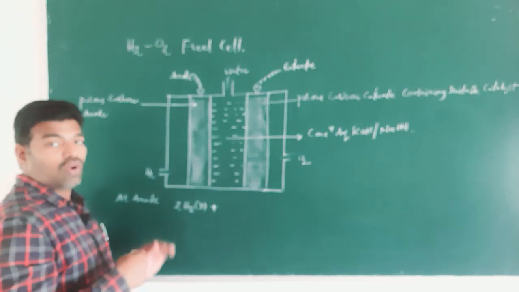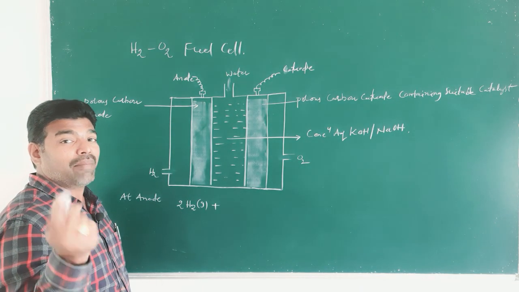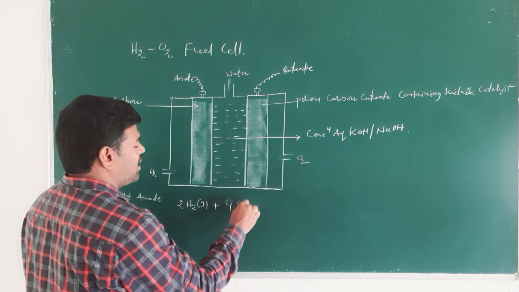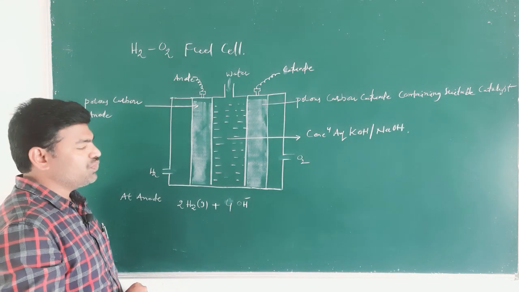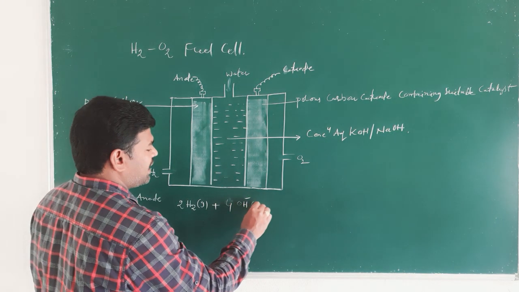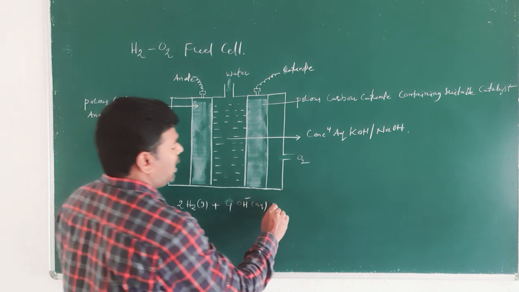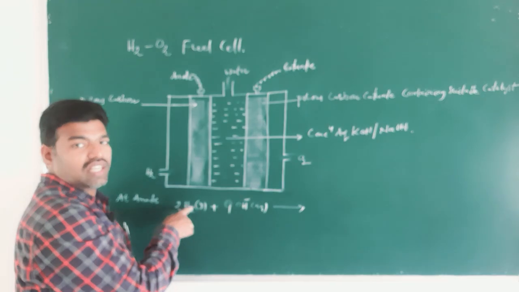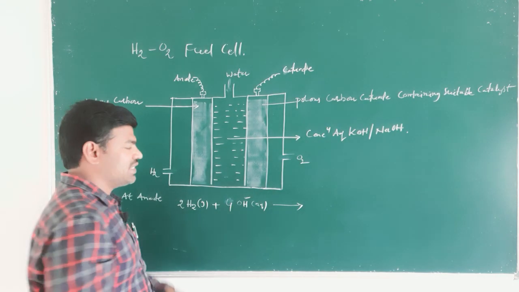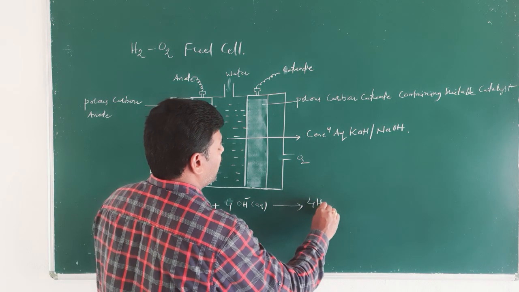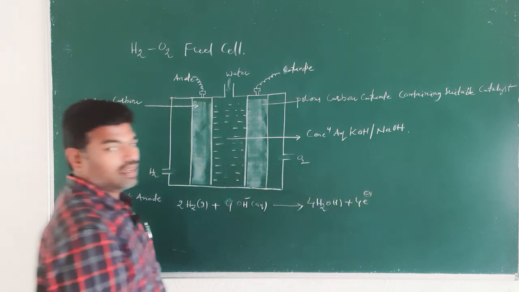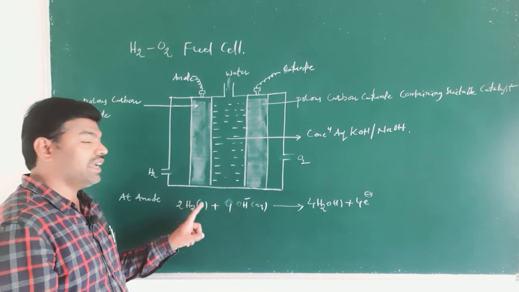That is, 4 hydrogens lose their electrons and combine with 4 OH minus ions. These OH minus ions are provided from the KOH solution. So 4 OH minus ions aqueous, after the loss of 4 electrons by 4 hydrogen atoms, the 4 H plus ions combine with 4 OH minus ions, and form 4 molecules of water liquid plus 4 electrons. That is the reaction that takes place at the anode.